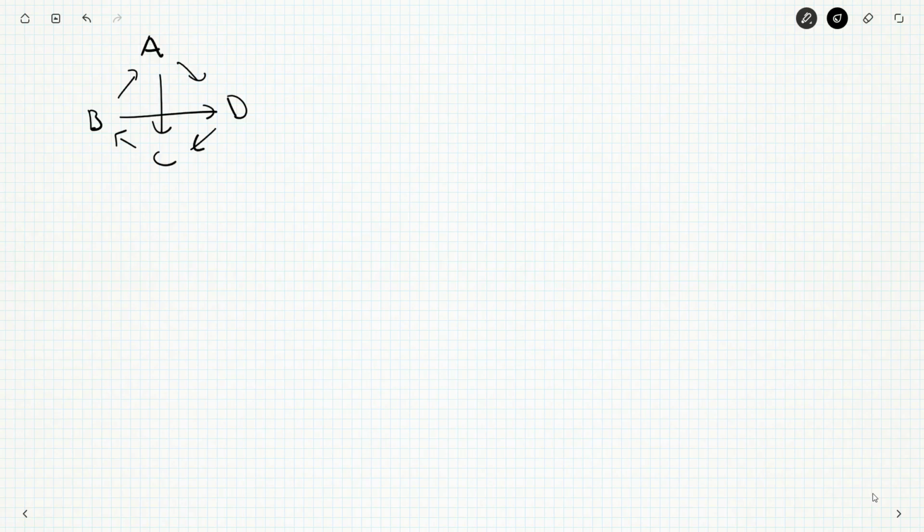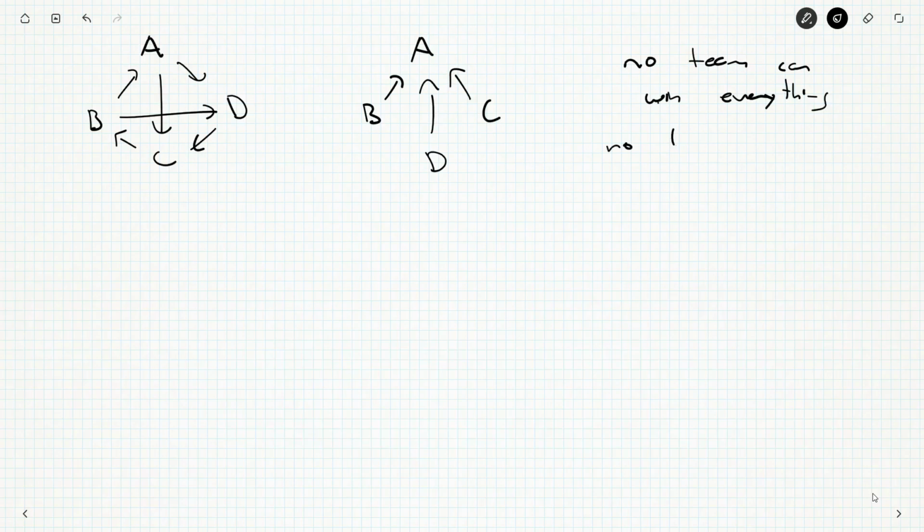But if I had A, B, C, D, I could start drawing more pictures like this. And this is fine because everybody's winning and losing, but the second I do something like this where A wins everything, that's not allowed because A has to have at least 1 loss. So no team can win everything. No team can lose everything.